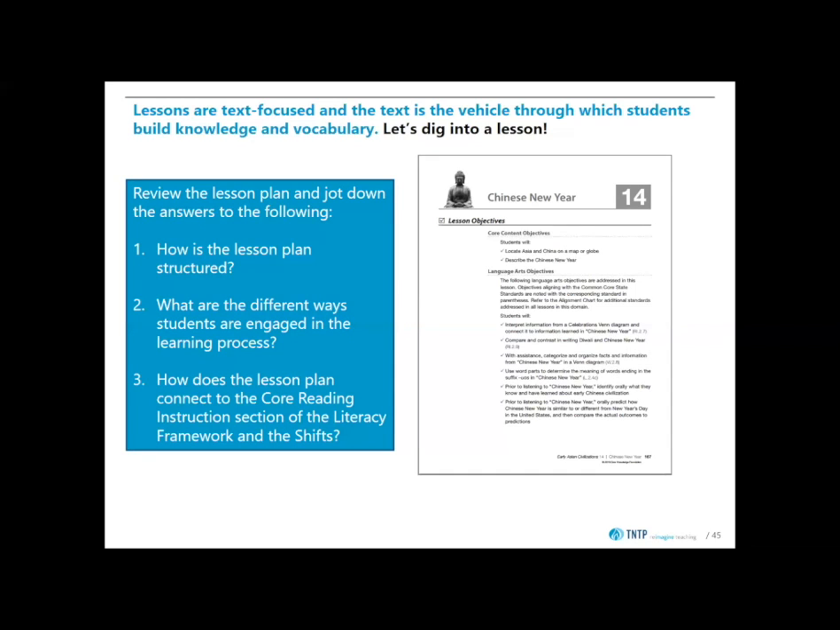How is this lesson structured? What are the different ways students are engaged in the learning process? And how does the lesson plan connect to the core reading instruction section of the literacy framework and the shifts? This should take you about 15 minutes. Please press pause, answer these questions, and then we'll do a brief debrief.